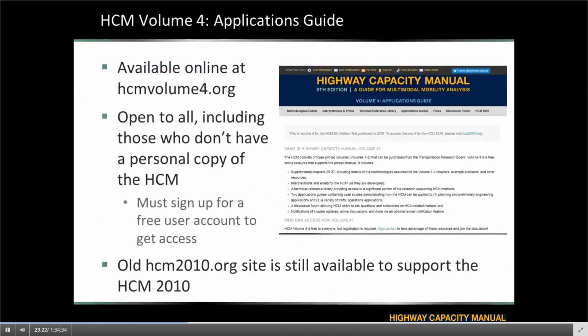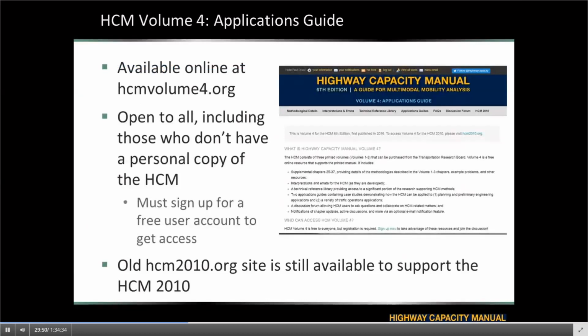HCM Volume 4 is available online at hcmvolume4.org. It can be accessed by anyone, including those who don't have a personal copy of the printed HCM, but you do need to sign up for a free user account to get access. If you signed up for the HCM 2010 version of Volume 4 prior to September 2016, you can log into the 6th edition version of Volume 4 using the same username and password as before.